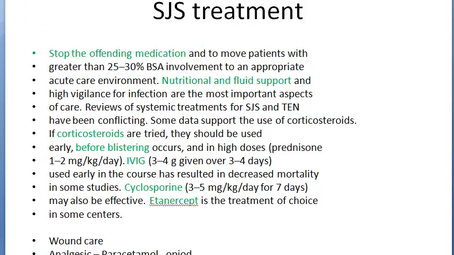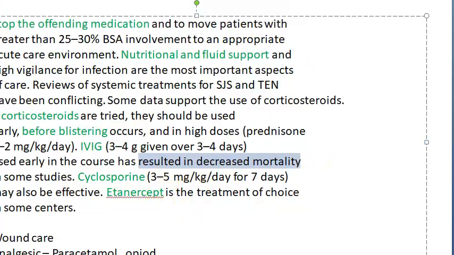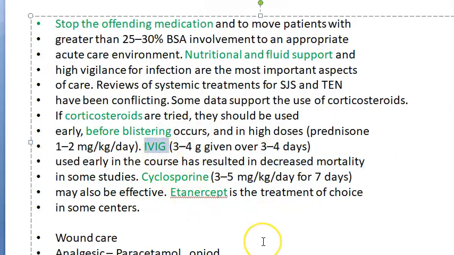Okay, then nutritional and fluid support. Yeah, we'll give them nutritional and fluid support. Then some people are talking about corticosteroids, but there's some controversy regarding that, and they say you should start the steroids before the blister occurs. After that, they don't recommend. Okay, then IVIG, that is IV immunoglobulins, you have to give. Okay, pay attention, guys. It has resulted in decreased mortality, so mortality can occur. So they're telling you be careful, give IVIG. Okay, immunoglobulins, that is right.